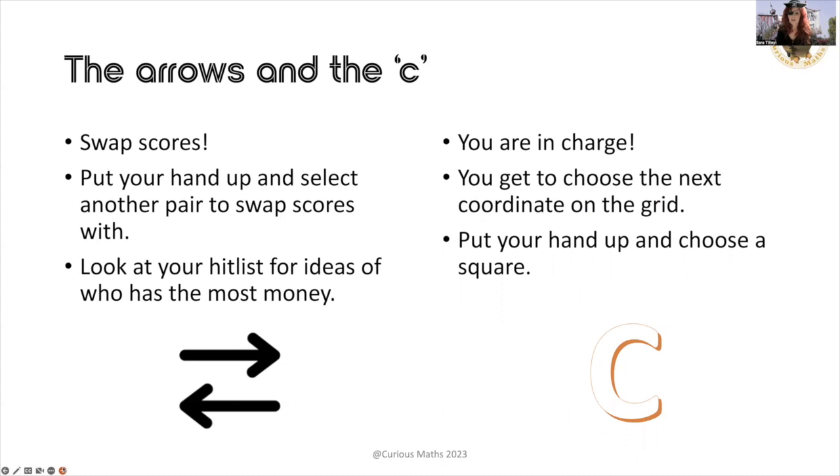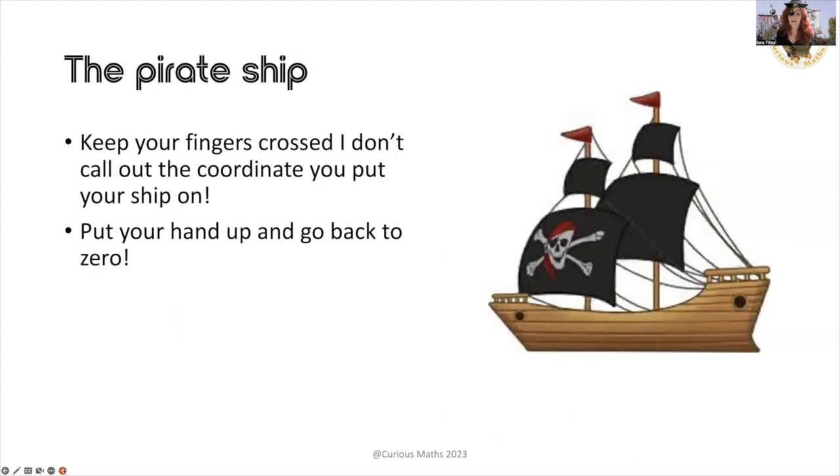The C icon means that pair are in charge. So they get to choose the next coordinate on the grid. This is a very popular square because it's their opportunity to take a bit of control of the game. Because it's got a star next to it, the children need to put their hand up because it affects the rest of the group.